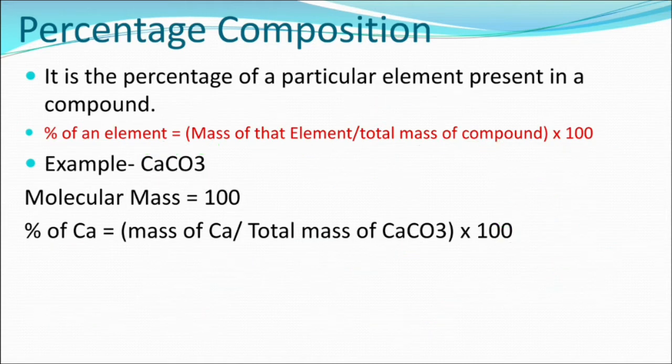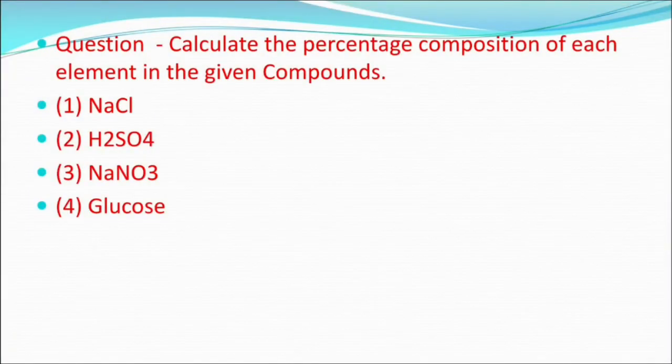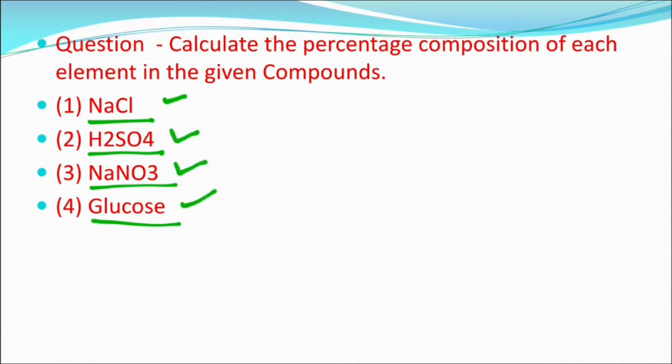Now there is a question for you. You have to tell me the percentage composition of each element in the given compounds. You are given sodium chloride, H2SO4, NaNO3, and glucose. In every compound you have to calculate the percentage composition of all the elements. So what will be the percentage composition of sodium? It will be the mass of sodium divided by total mass of NaCl into 100.